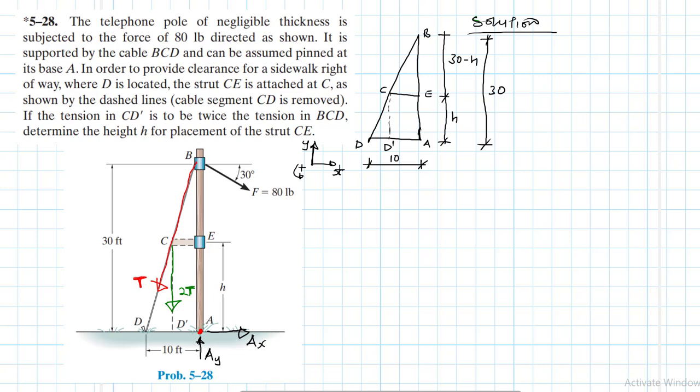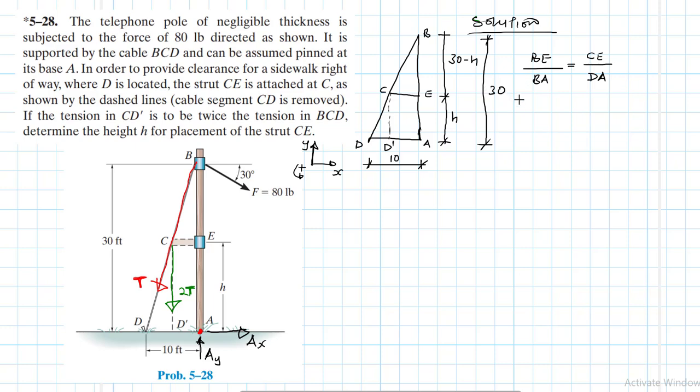What we are going to do is apply similarity of triangles. So we'll say BE divided by BA will be equal to CE divided by DA. You know about this, right?